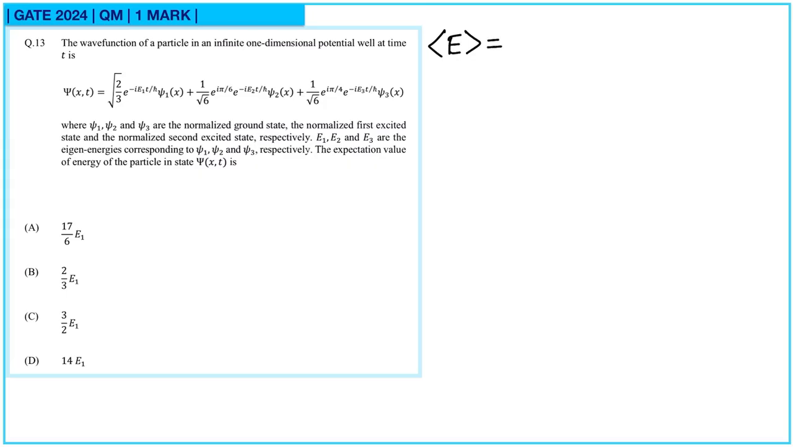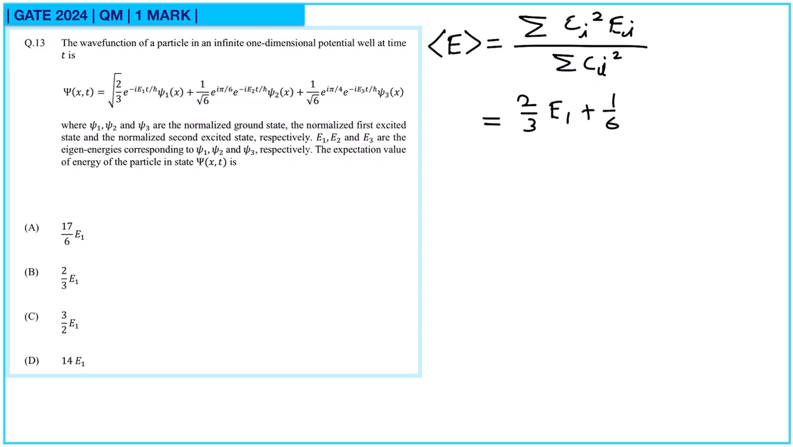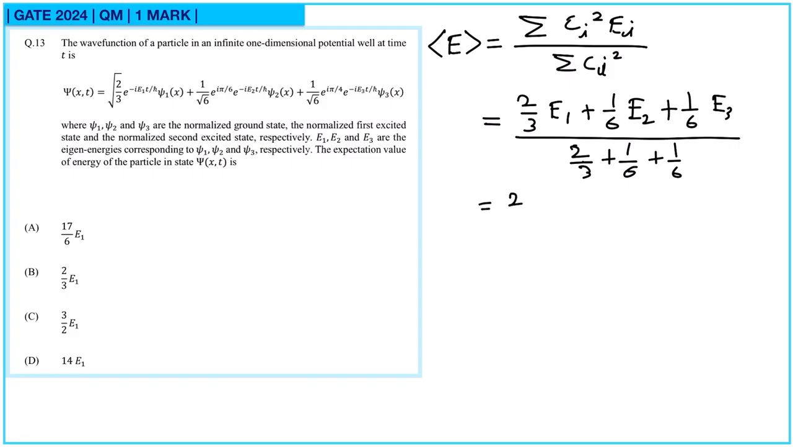Expectation value of energy is equal to summation over Ci square Ei upon summation over Ci square. Here Ci square first is root 2 by 3, so 2 by 3 into E1 plus 1 by 6 E2 plus 1 by 6 E3 upon 2 by 3 plus 1 by 6 plus 1 by 6, which is equal to 1. So this is equal to 2 by 3 into E1 plus 1 by 6.